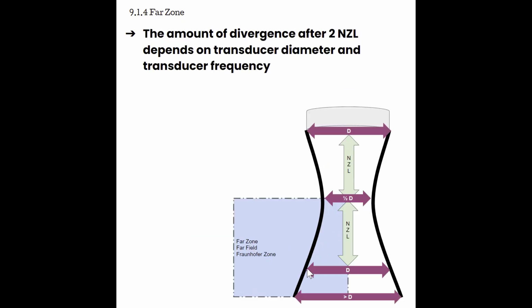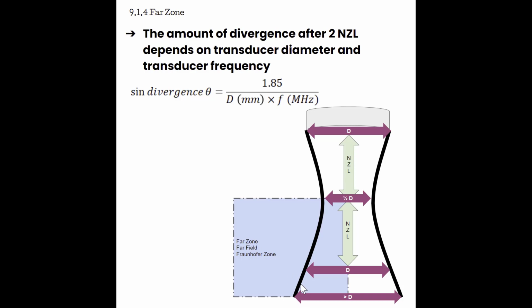Now the amount of divergence that continues after this point is also dependent on the transducer diameter and the transducer frequency. And we have another formula that goes along with that. This one's a little bit more involved, but the sine of the divergence angle is going to be equal to 1.85 divided by diameter multiplied by frequency. So this formula is why we know that the diameter of the crystal and the frequency are going to be responsible for determining how much divergence occurs after the two near zone lengths.